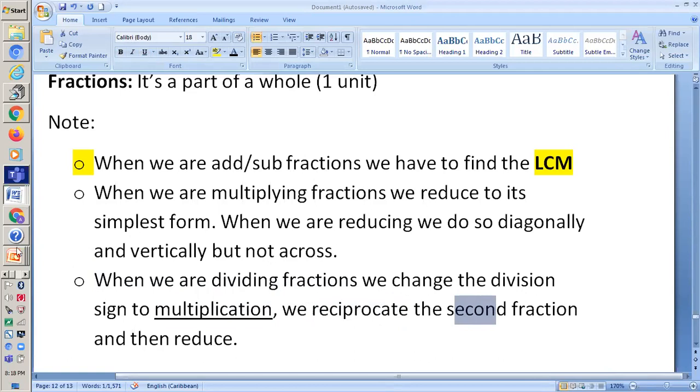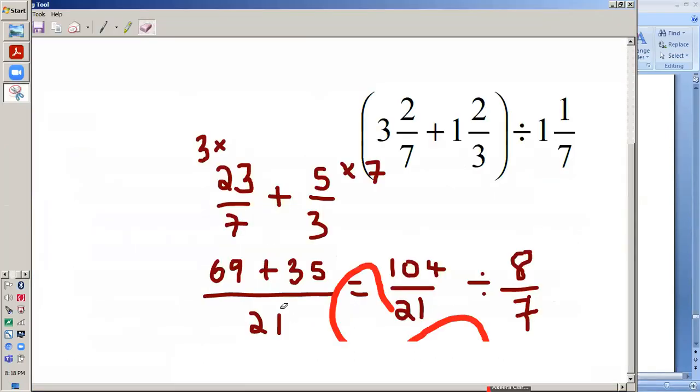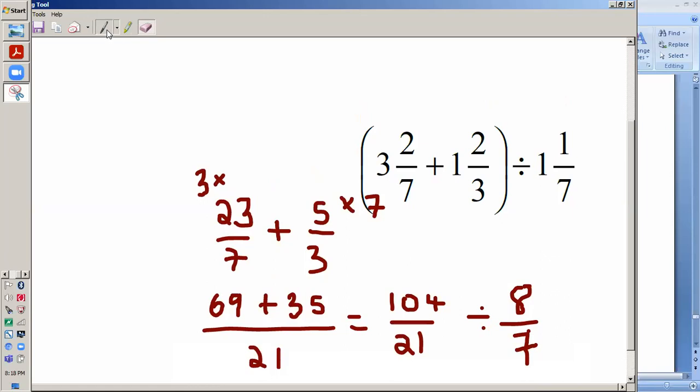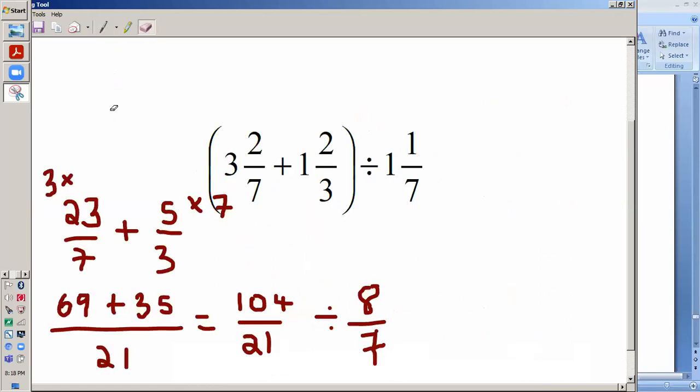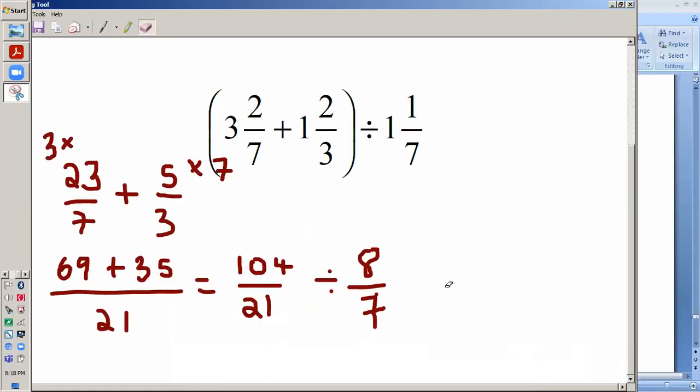Right. So that's what we're gonna do. So, what's happening? Right. So we're gonna change the division sign. I'm sorry, it looks a bit jumbled.